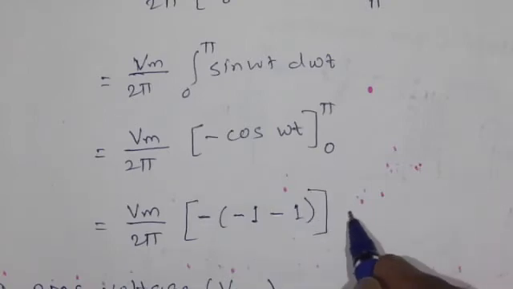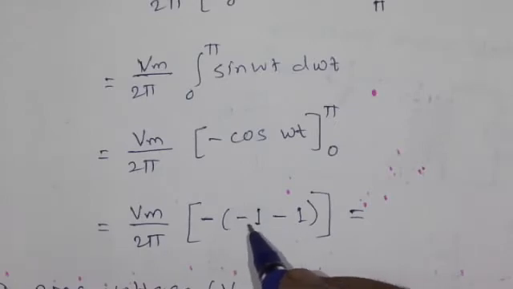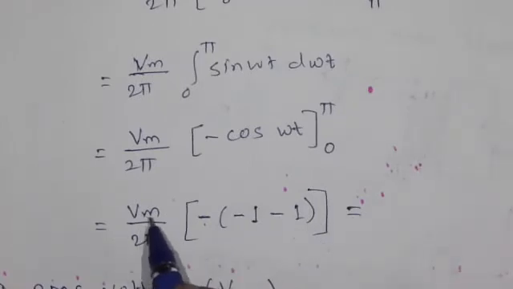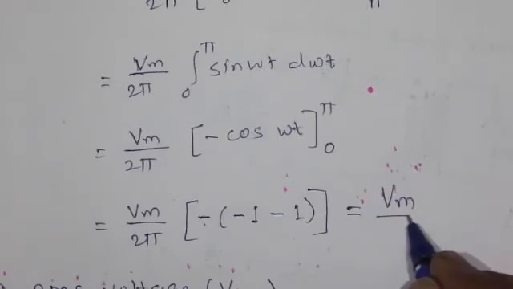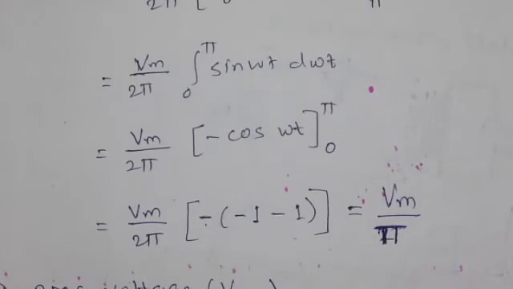Completing this bracket, minus minus becomes plus, so we get 2 plus 2, and in Vm upon 2 pi this 2 cancels. Finally, we get the equation as Vm upon pi. That value should be represented as Vm upon pi. Now, this is the first value, that is VDC. We have to get the value as Vm upon pi.